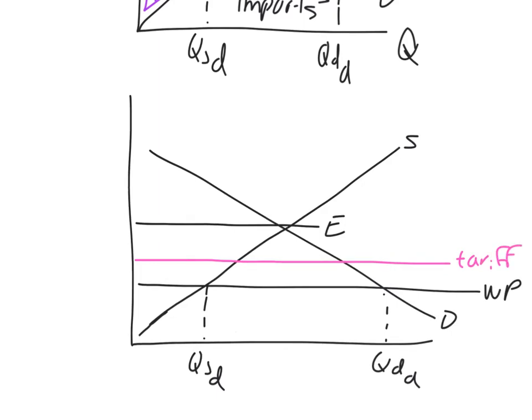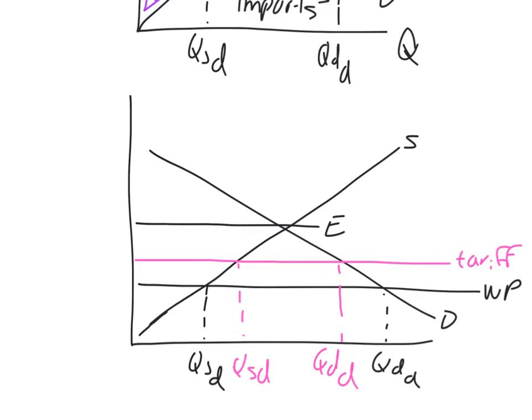Now under the tariff, we can use a very similar process as before when graphing it out. So we can see right here, the new quantity supplied domestically would be here. It would increase, and the quantity demanded domestically would decrease. And this is exactly what the firms want when they ask for a tariff. They want the supply to increase a little bit more and the demand to decrease.